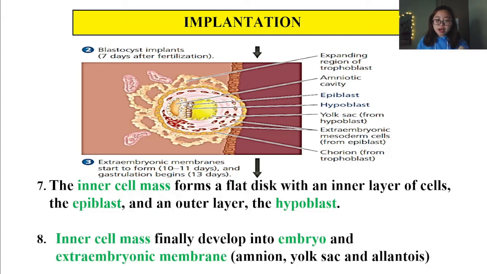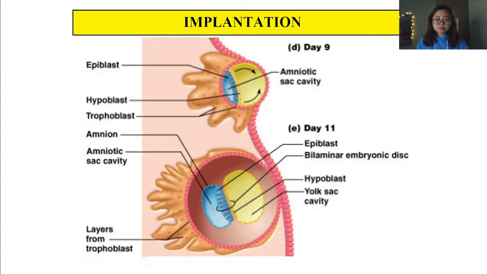The inner cell mass will finally develop into embryo and extraembryonic membrane. Di stage ini, dia akan membentuk embryo dan extraembryonic membrane. Extraembryonic membranes are things like amnion, yolk sac, and allantois. Okay, so this is what it looks like at day 11.